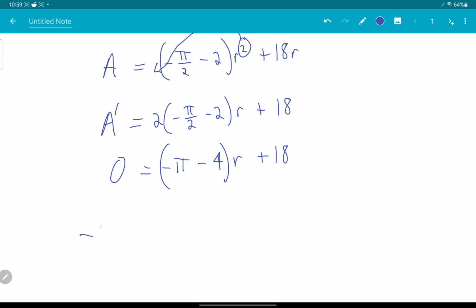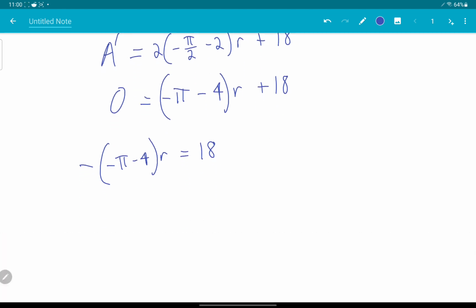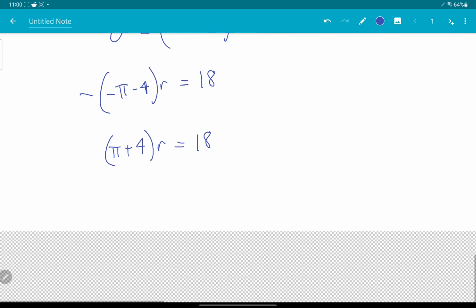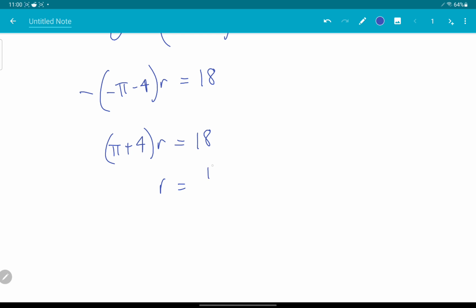So let's bring the bracket over. We get pi plus 4 times R is 18. R is 18 over pi plus 4. So the question asked us to find a radius, and we did. So I'm pretty sure we're on the right track.